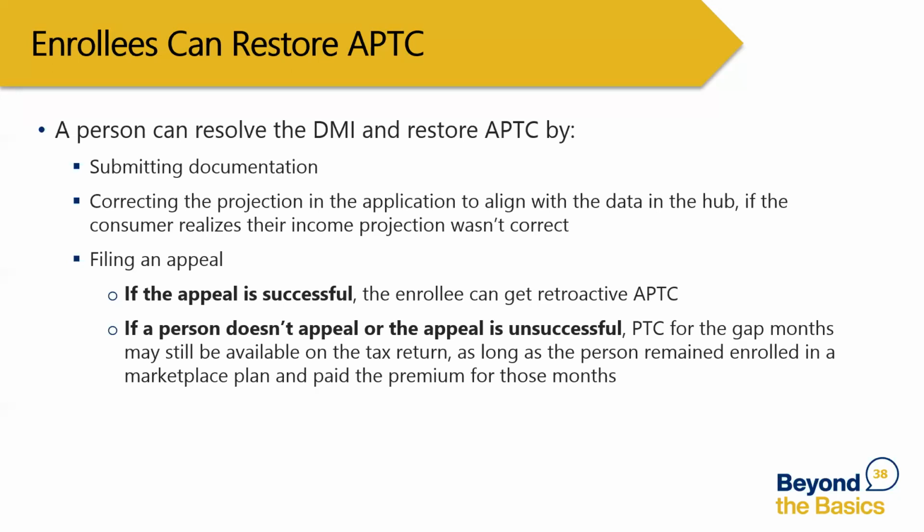If the person doesn't appeal, or if the appeal is unsuccessful, then they can get PTC for the gap months on their tax return. So they still have an opportunity at the end of the year to say, hey, after all, I was eligible for this PTC during the year. But for a lot of people, that doesn't help so much because they need the help during the year and not just after the year on their tax return. Next slide.